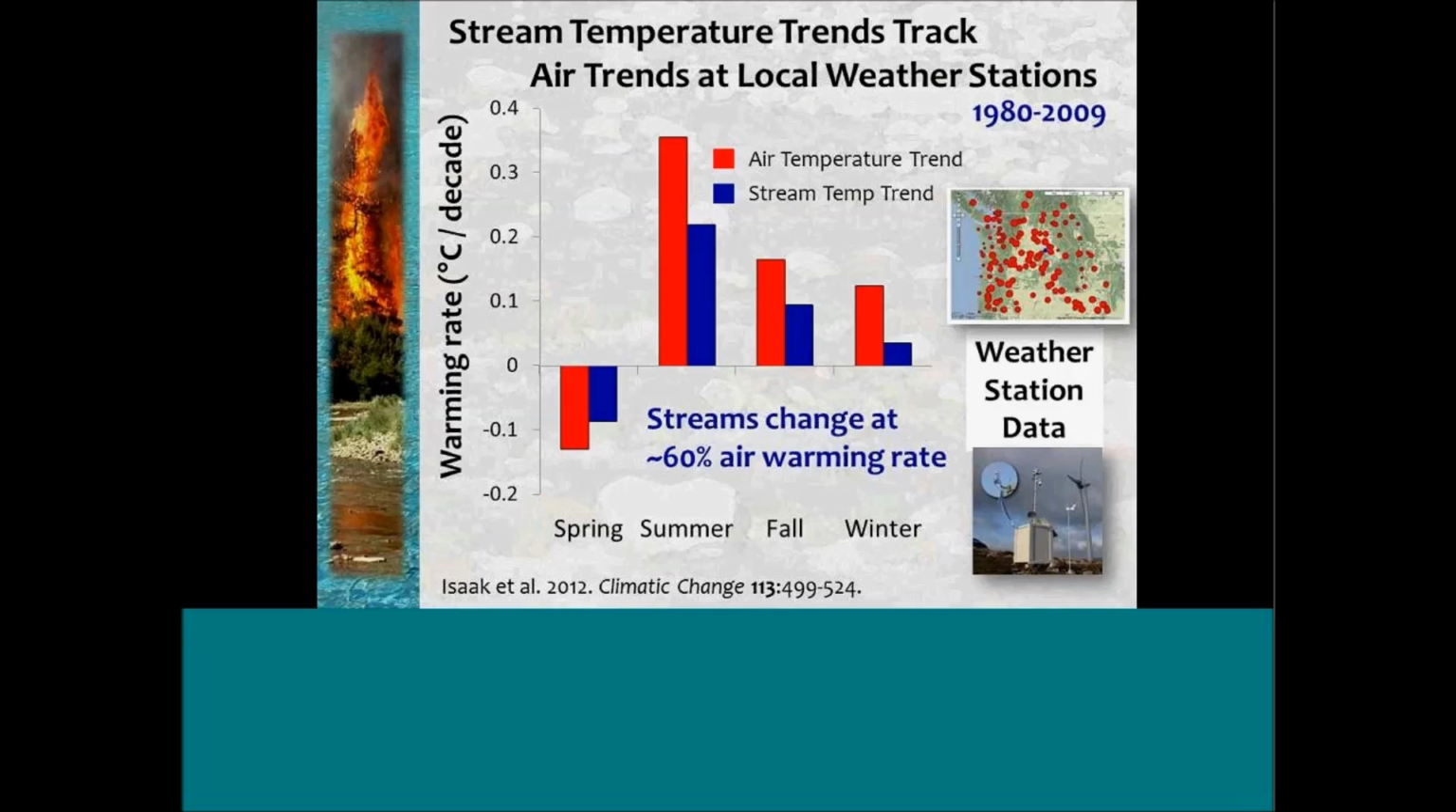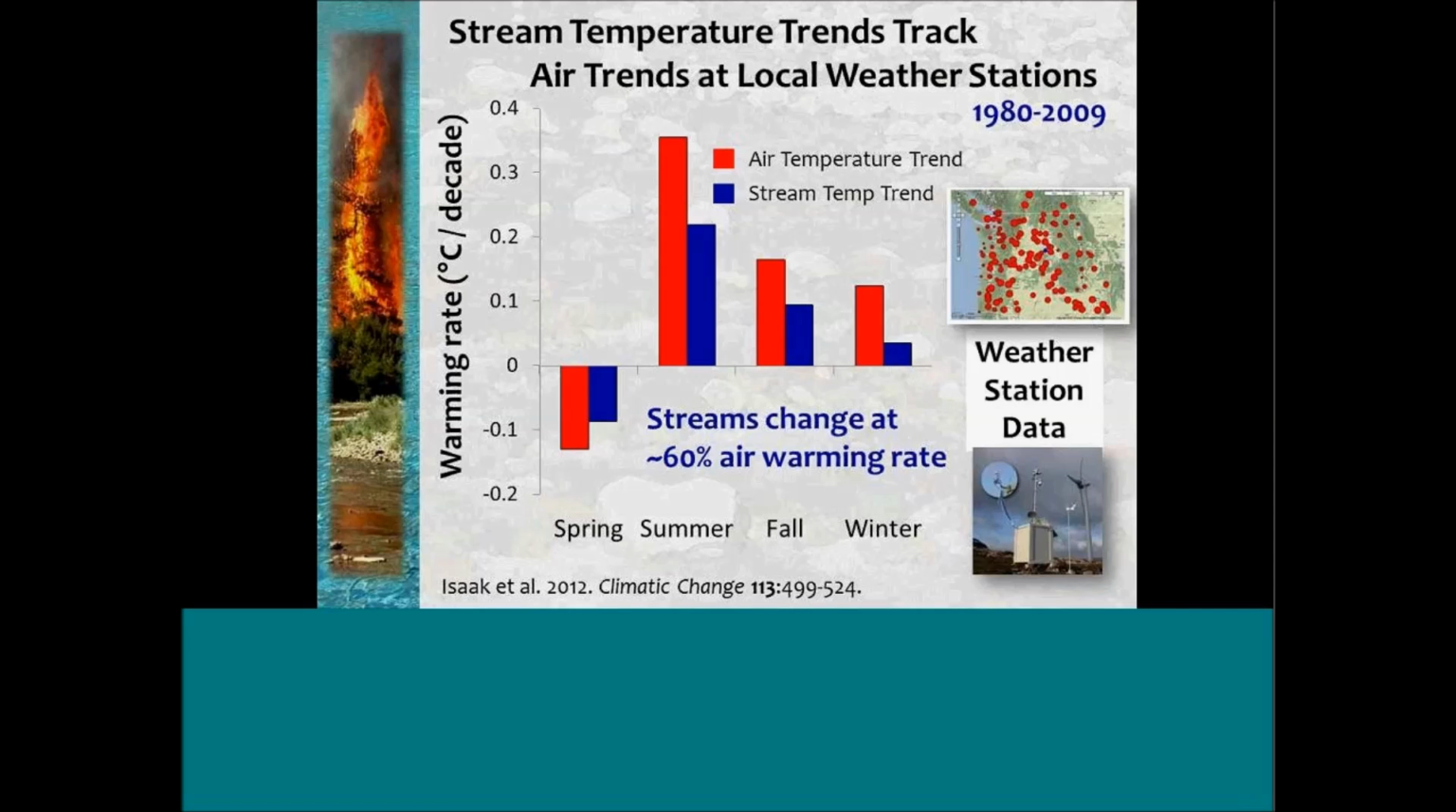And when we do that, and we published a paper on this a couple years ago, what we found is that stream temperature trends are closely tracking the air temperature trends at local weather stations. But the relationship isn't a one-to-one sort of thing. For every degree Celsius increase in air temperatures at weather stations, we're not necessarily seeing a 1 degree Celsius increase in stream temperatures. Instead, streams and rivers appear to be warming at a slightly slower rate than that, somewhere around 60% as fast as air temperatures are increasing.